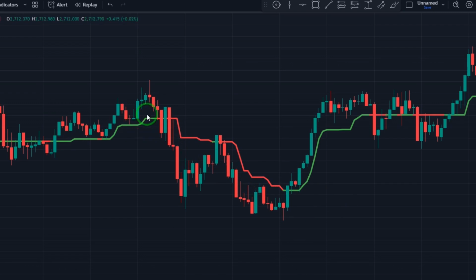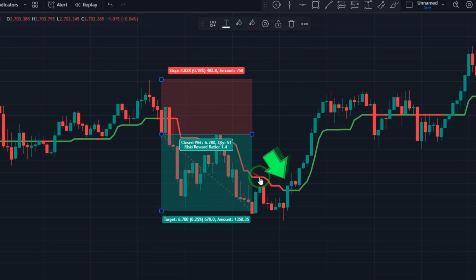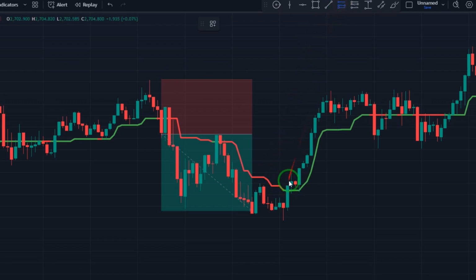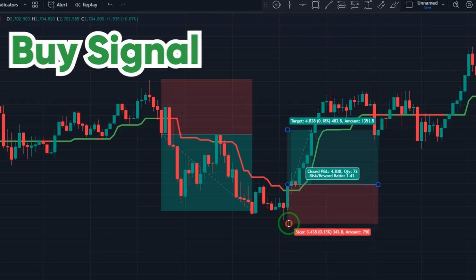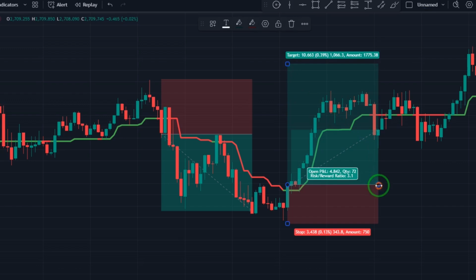For example, here you can see that the color of this line has changed from green to red, meaning our uptrend has ended and is turning into a downtrend. So this point can be a sell signal for us and prepare us for entering a sell trade. Or here where you can see that the color of this line has changed from red to green, meaning our downtrend has ended and is turning into an uptrend. So this point is considered a buy signal for us. And you can see how much profit we could have made by entering a buy trade.